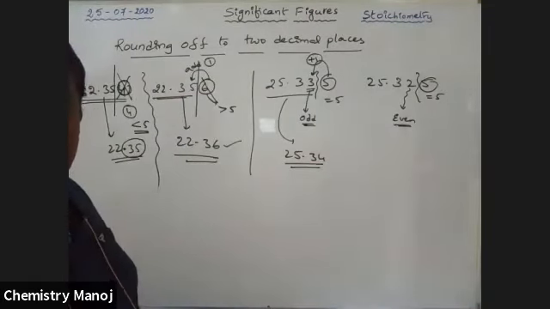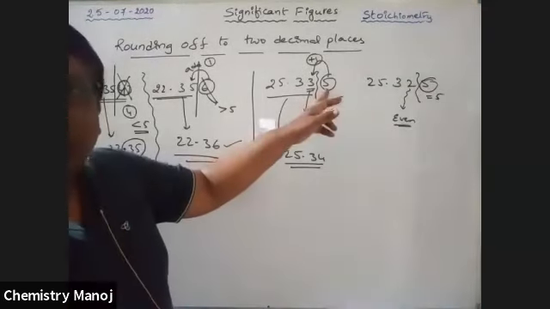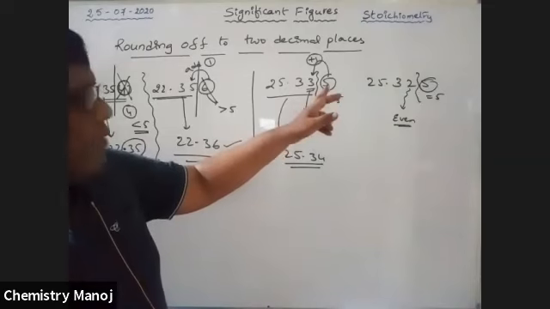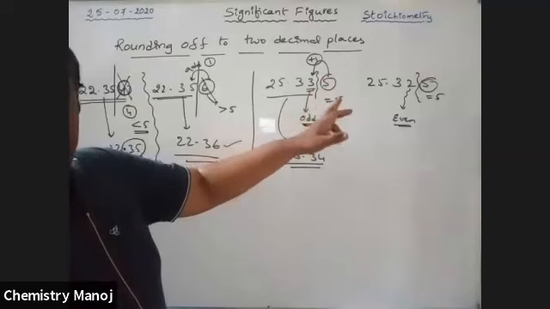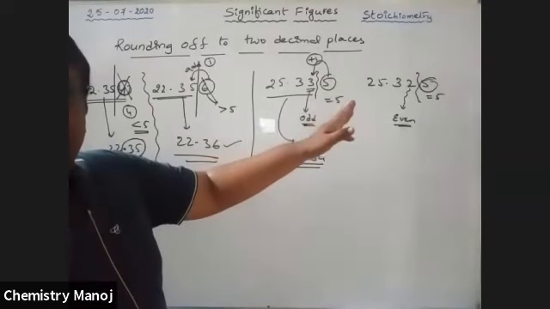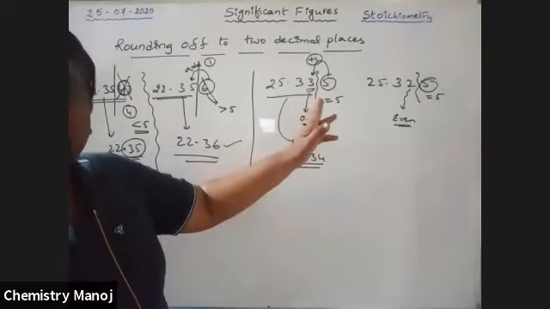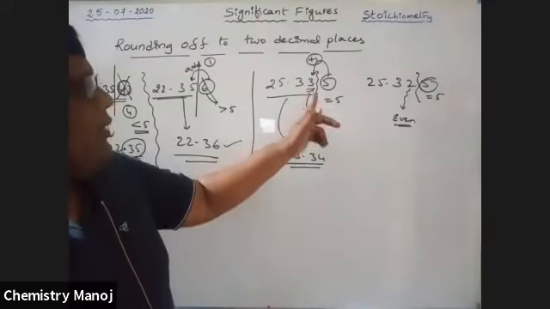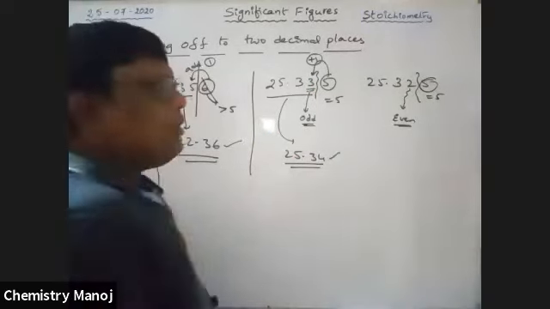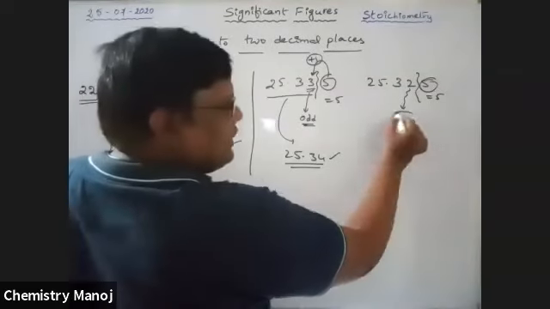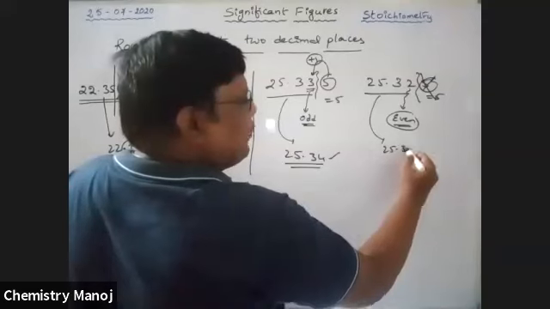So I'm going to remove that 5, which is exactly 5. The previous number is odd, so add 1 to the previous number and neglect the 5. That is, 25.34 is the answer. If the previous value is even, directly neglect it. Now our answer is 25.32.